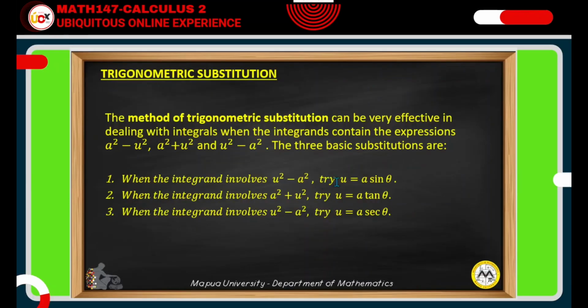The method of trigonometric substitution can be very effective when dealing with integrals where the integrand contains an expression of the form a squared minus u squared, a squared plus u squared, or u squared minus a squared. So the three basic substitutions are as follows. When the integrand involves a squared minus u squared, use the substitution u equals a sine theta. If the integrand contains a squared plus u squared, use the substitution u equals a tangent theta. And the last, if the integrand involves u squared minus a squared, use the substitution u equals a secant theta.